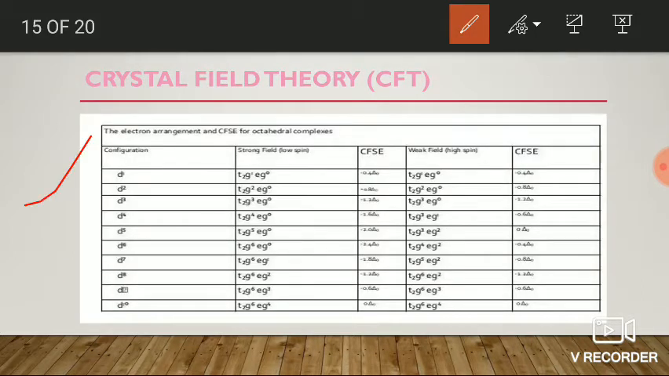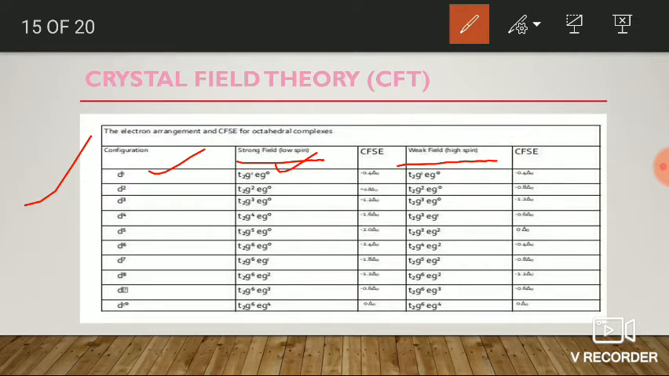Next, the table gives information about the CFSE values of octahedral complexes in the presence of strong field ligands as well as weak field ligands, based on electronic configuration. In the case of d1 electronic configuration, in the presence of strong field ligands, the energy gap is high. Then the one electron enters into a t2g orbital. So t2g1 eg0. According to the formula given in the last slide, it is minus 0.4 into the number of electrons in t2g.